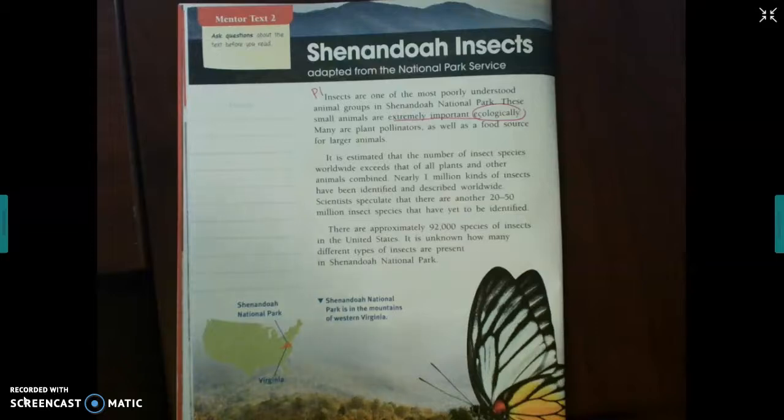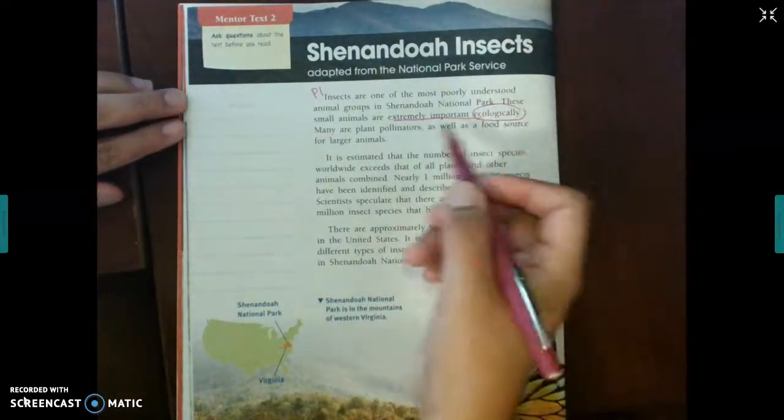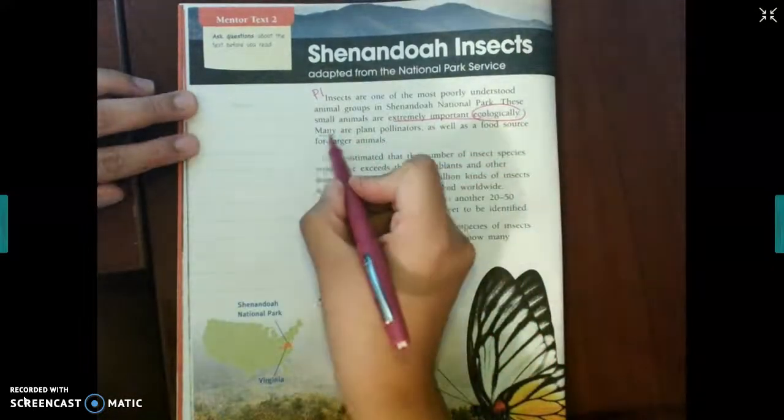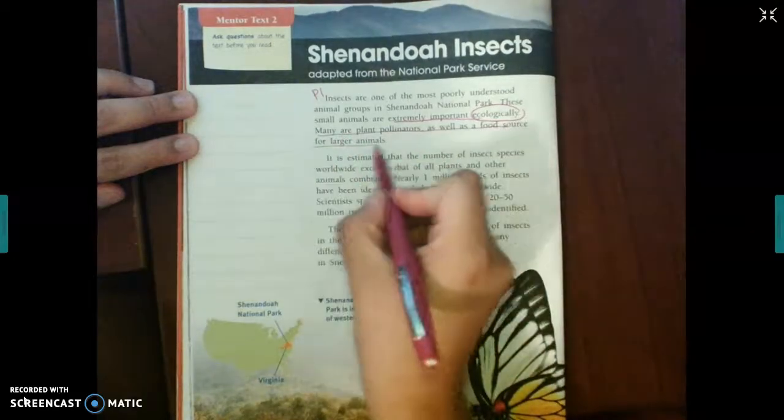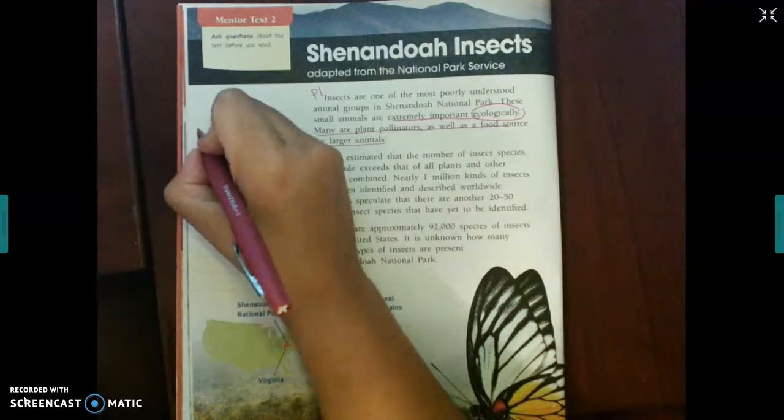I can use that information to infer that ecologically means in a way that affects other living things in a habitat. Insects affect other plants and animals in important ways in their environment. So if that's a word that I'm confused with, I use my context clues around it to help me figure out what it means. And I'm going to write my definition over here off to the side.